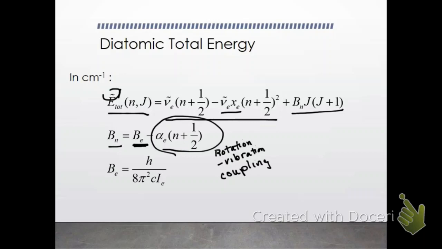So again, you'll notice that the higher the quantum number n, the greater the quantity that's subtracted from B sub e. So again, what we're going to be determining in this experiment is B sub e, and from B sub e we can get the moment of inertia, and of course from the moment of inertia we can get the bond length.